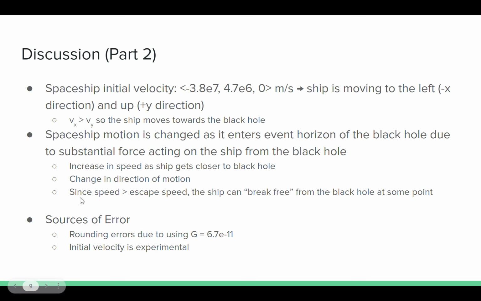The sources of error from this part of the lab are also rounding errors due to using G equals 6.7 times 10 to the negative 11th, and because the initial velocity is experimental.